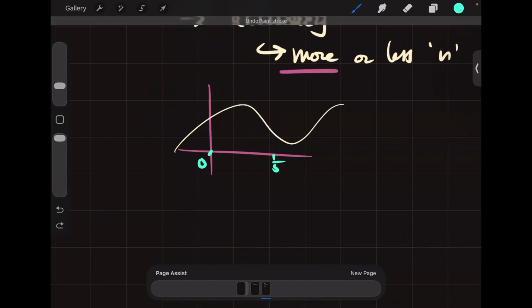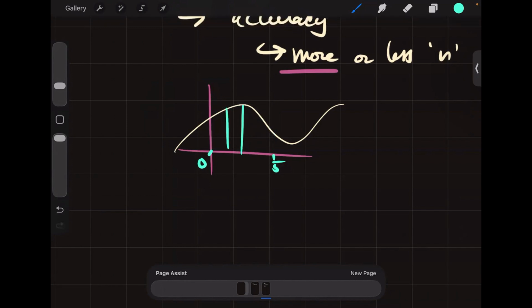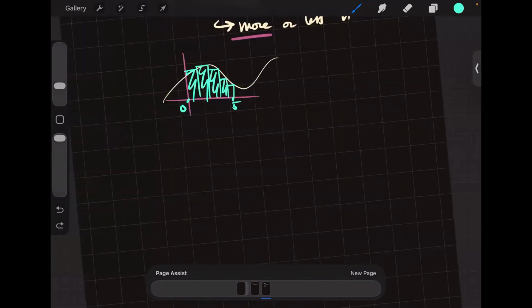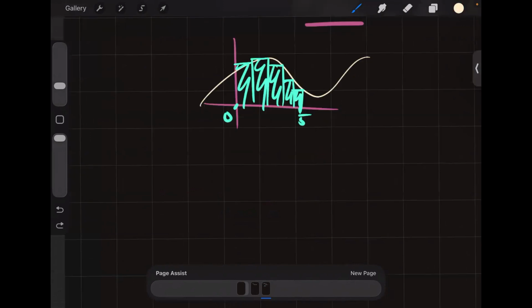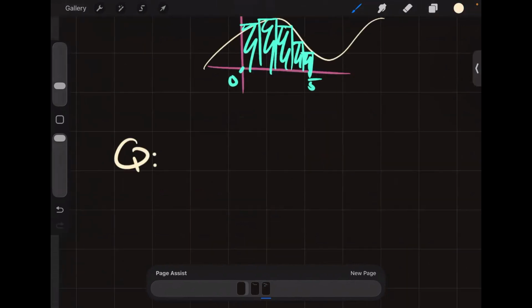But if you had like 5, you'll have 1, 2, 3, 4, and 5. And then if you right Riemann it, you go like that, and then like that, and then like that, and then like that, which is kind of better. But the idea is you want more because you have less weird stuff sticking over, less missing stuff in here. Okay.